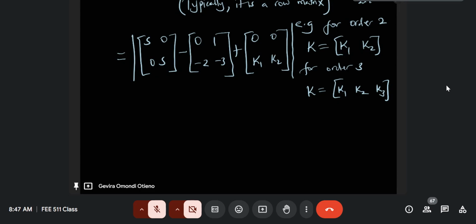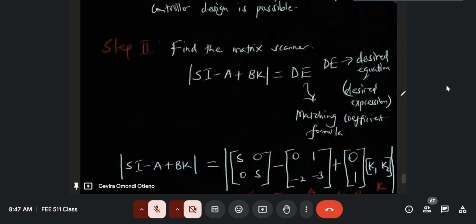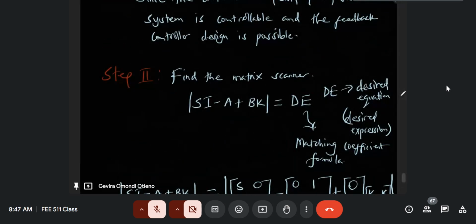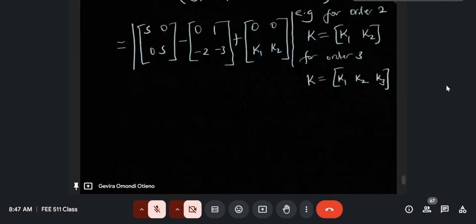We just need K1 and K2. So once we have solved this, remember, we are trying to solve the left-hand side of our matching coefficient formula. The left-hand side contains the characteristic equation, and the right-hand side contains the desired expression, which we'll get to later. So the characteristic equation, if we solve this now, becomes, again, we have S minus 0 plus 0.